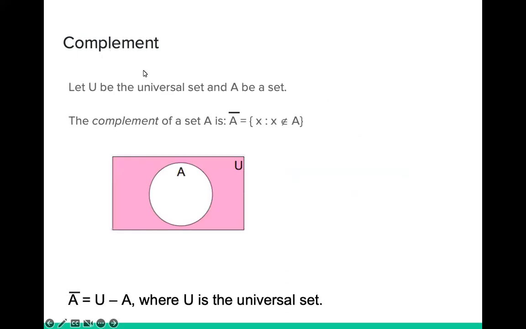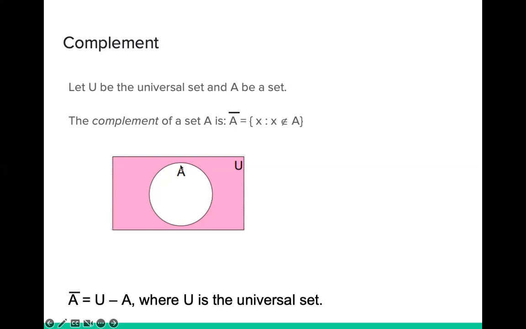Suppose we have a universal set U and a set A. The complement of a set A is A bar. So the complement is denoted by this bar, equals {x such that x is not in A}. It can be shown graphically using this diagram. We have a universal set which contains the set A.